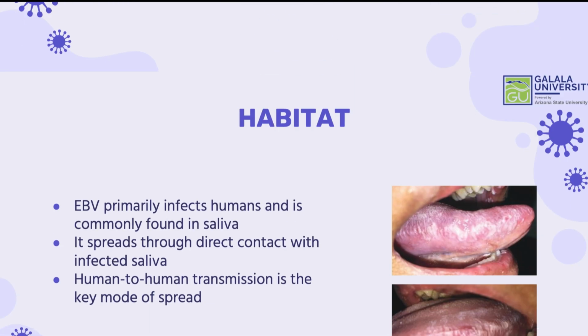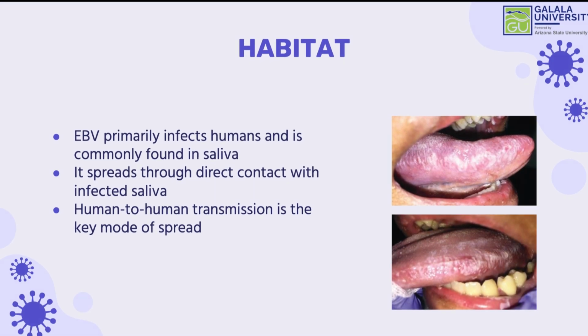The Epstein-Barr virus has a specific human habitat. It primarily infects and resides in humans. The virus is most commonly found in the saliva of infected individuals, which serves as its primary reservoir. Epstein-Barr virus is highly contagious and is primarily transmitted from person to person through direct contact with infected saliva, as well as via other body fluids and, to a lesser extent, through contaminated objects or surfaces.